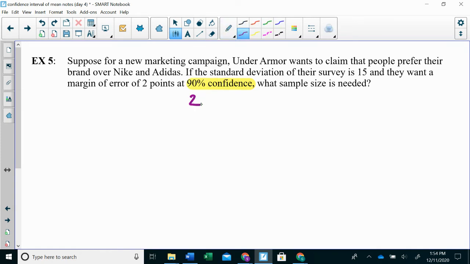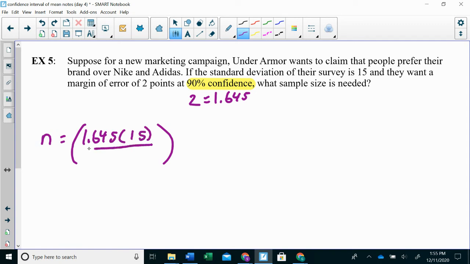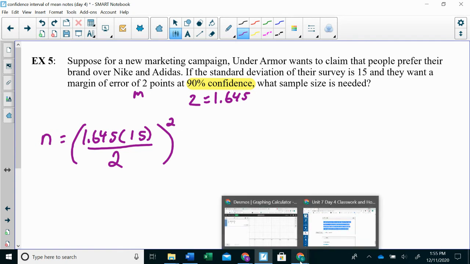So our Z interval, 1.645. N equals, and it is that Z interval, 1.645, parentheses, the standard deviation is 15, divided by the margin of error that we're targeting, a margin of error of 2 points, and then we square that.